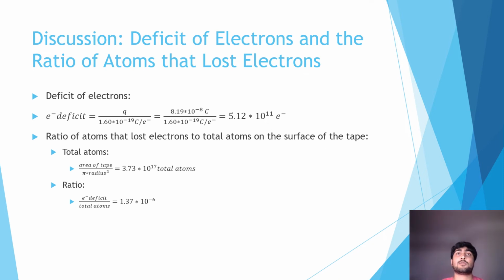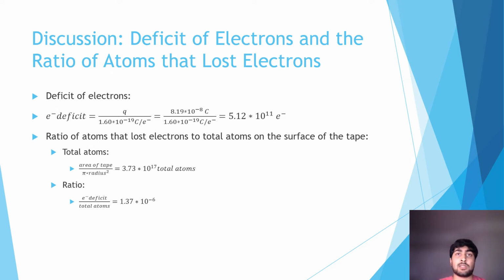Here are my calculations regarding the deficit of electrons and the ratio of atoms that lost electrons. The deficit of electrons was found by dividing the total charge, as calculated from my data, by the charge of a single electron, or the magnitude of said charge. It gives 5.12 times 10 to the 11th electrons.